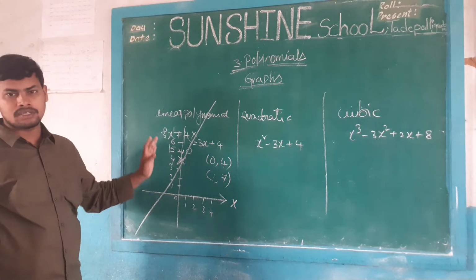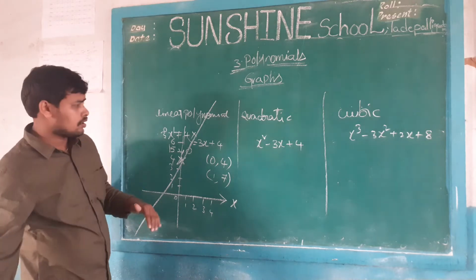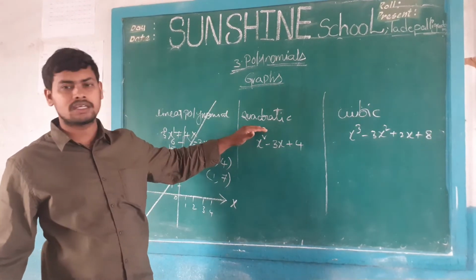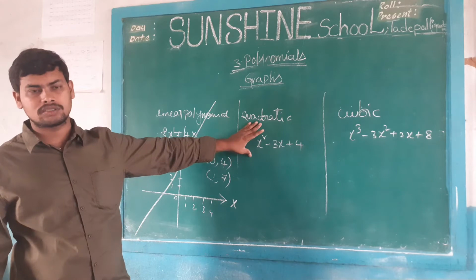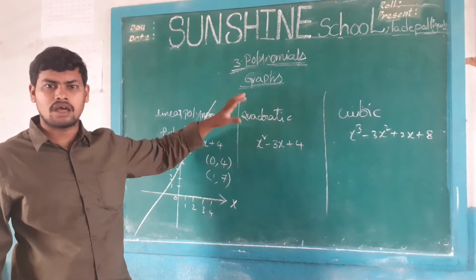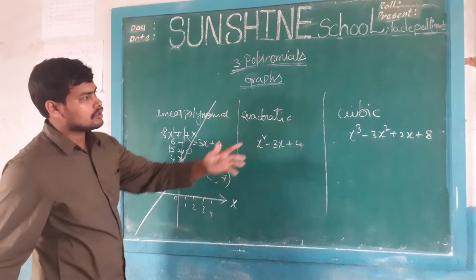The linear polynomial is not up to the mark. First, very important is the quadratic polynomial. All 4 marks, sorry, any 5 marks sums all come from this graph. So cubic, okay.